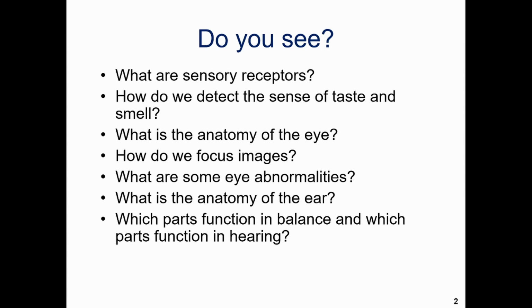So what are some things we're going to think about as we go through this? We're going to talk about what sensory receptors are. We're going to look at our sense of taste and smell. And then we're going to take a deeper dive into the anatomy of the eye and how we see, what are some abnormalities that come with the eye, and then also go into the ear's anatomy and how we use our ears to hear as well as maintain balance. So for this first video, we're going to go into the receptors as well as our sense of taste and smell. Future videos will have the eye and the ears in their focus.